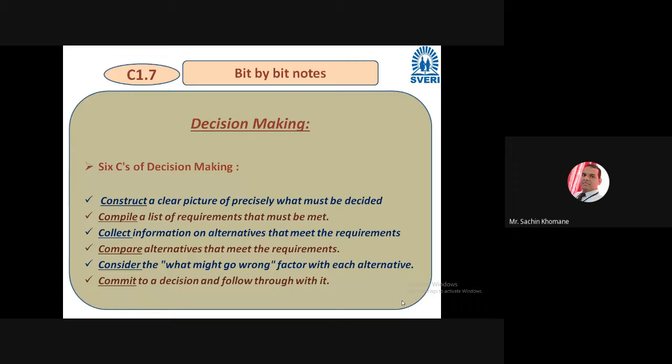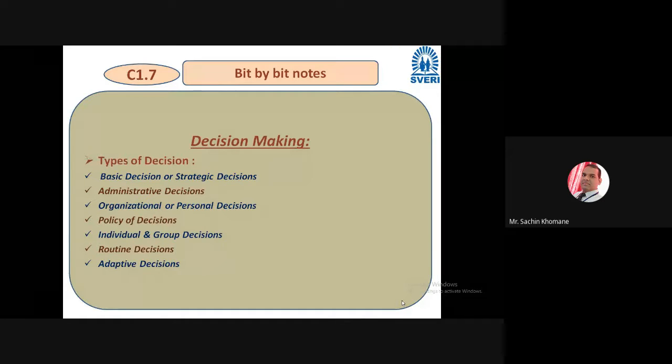Shall we proceed a bit further? Because one more interesting topic is there: types of decision making. Shall we proceed? Okay. So friends, there are various types of decisions.